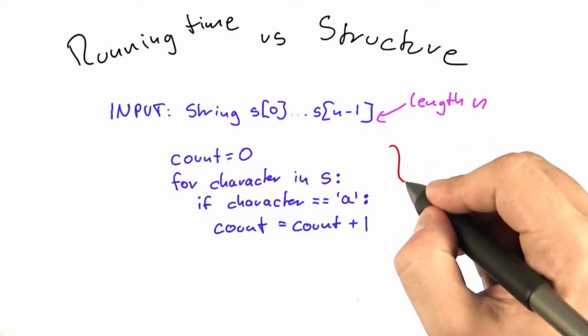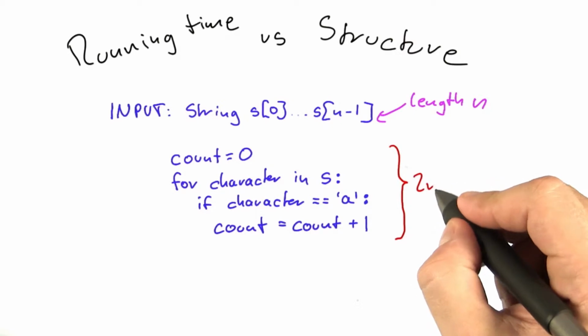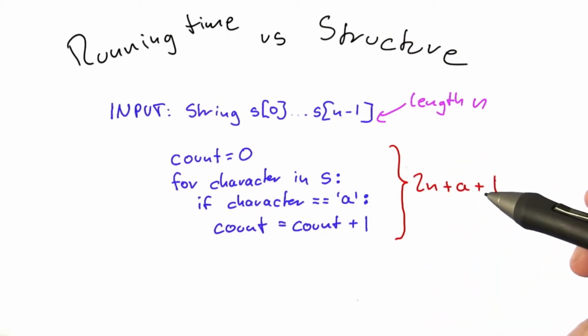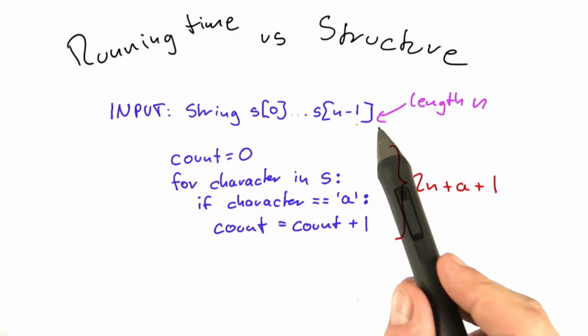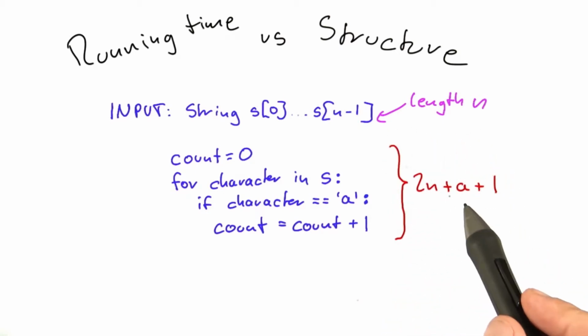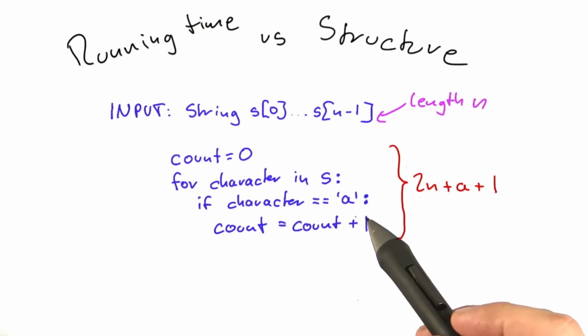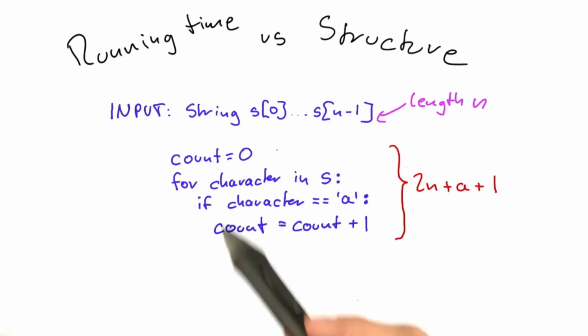Let's assume for now that the running time of this algorithm here is 2n plus a plus 1. So even for this simple algorithm, the running time depends on both the size of the input, so the length of the string, and the structure of the input, which in this case is the number of times the letter A occurs.